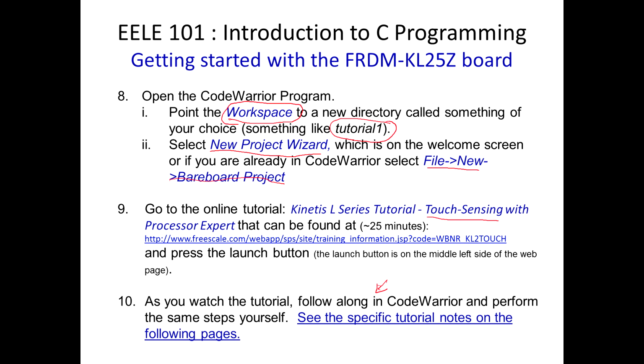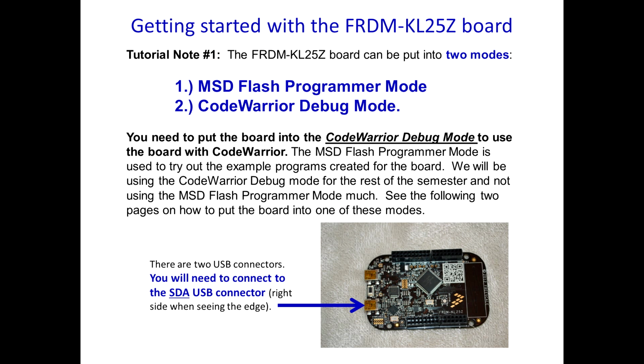Now here are some notes about that whole process. One, you should understand that there are 2 modes that the board can be put into. There's this MSD Flash Programmer mode. This is the mode that you need to be in to get the example programs running. And then there is the CodeWarrior Debug mode. This is the mode that you need to be in if you're using CodeWarrior with the board, and this will be the mode that we will be using for the rest of the semester. This week you'll need to be in the Flash Programmer mode to show that you can run a few examples, but after we try out a few examples, we will just be writing and running code ourselves.